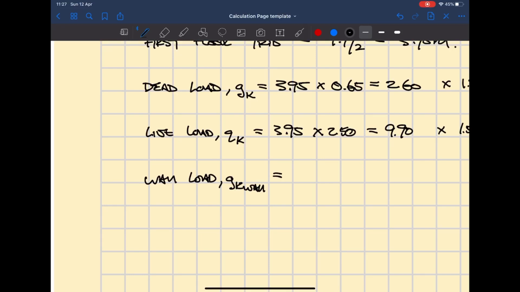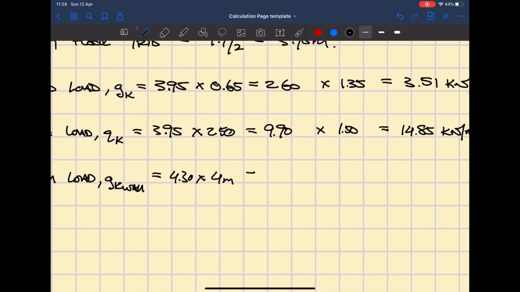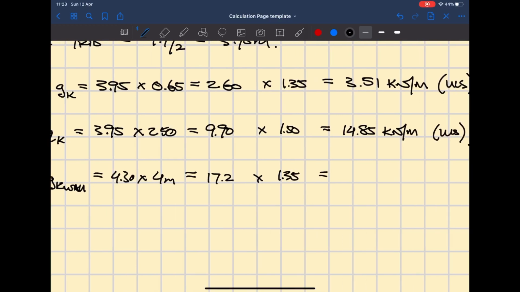A side note, a really good book which I still use to this day is Design of Structural Elements by Chanakya Arya. Apologies if I pronounced the author wrong.